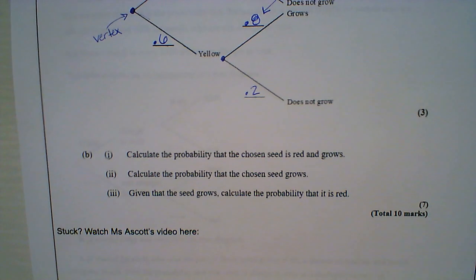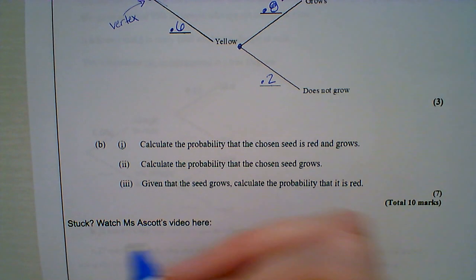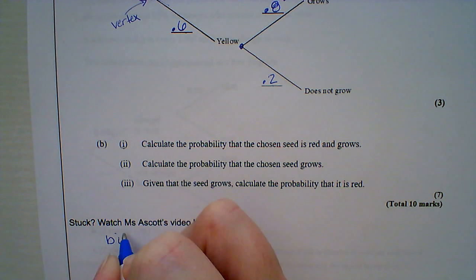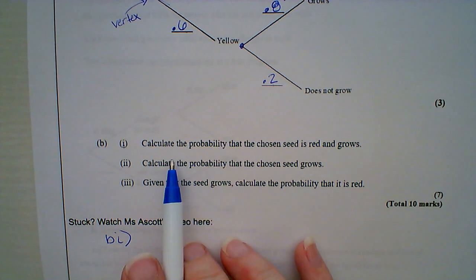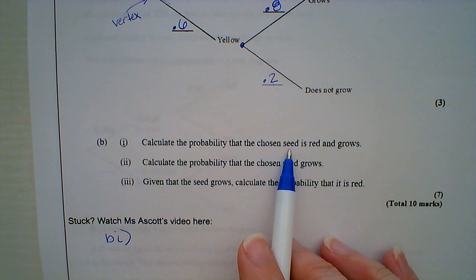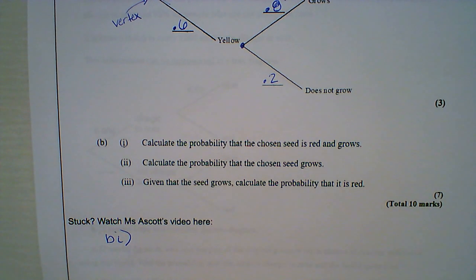Let's see what else we got here. Three parts to part B. It's okay. We're going to take one part at a time and we're going to be totally fine with this. Calculate the probability that a chosen seed is red and grows.